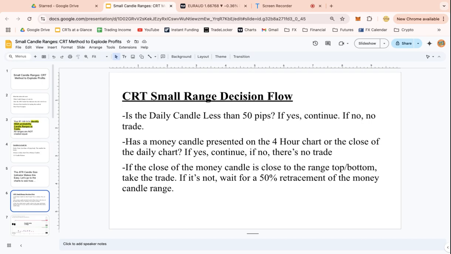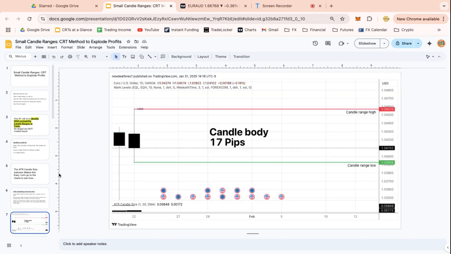Okay, and I'll show you this. So just be patient and I'll show you how that looks. So this is a brief example though. Okay, so we start with the daily chart. So ignore the candle before. The only thing we're focusing on is this first candle.